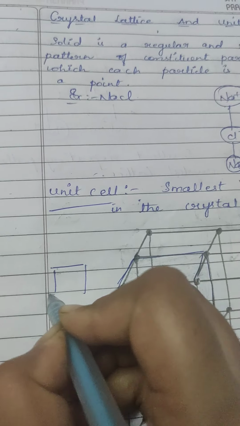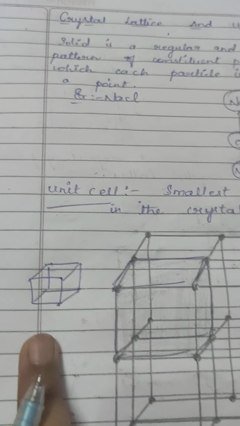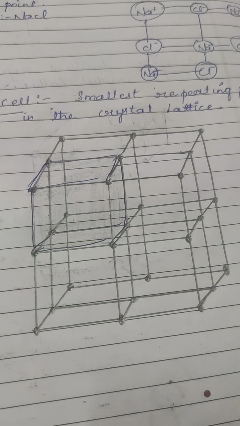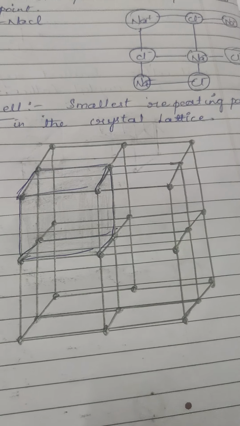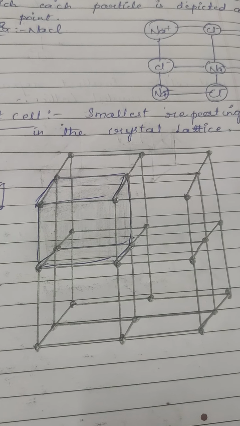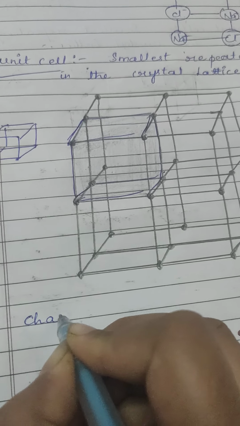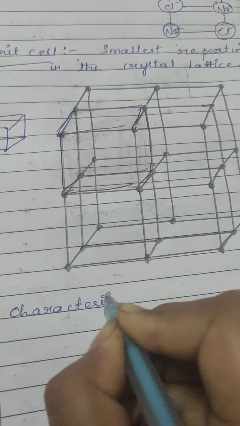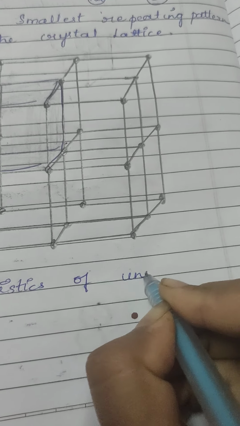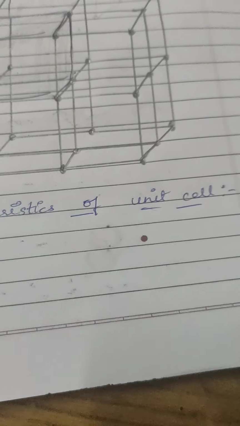Let's draw the unit cell separately. This is one unit cell. This one unit cell keeps on repeating to generate a complete crystal lattice. You can say that a unit cell will generate the entire crystal. In these unit cells, you have some characteristic features. The characteristics of a unit cell.